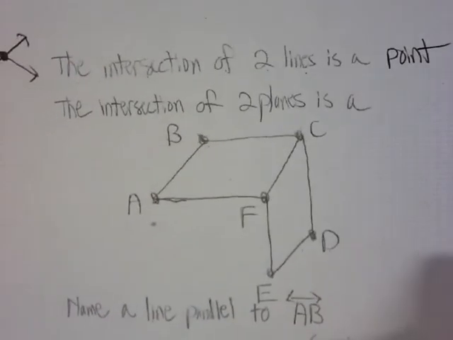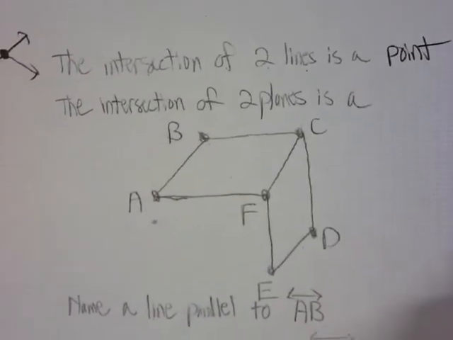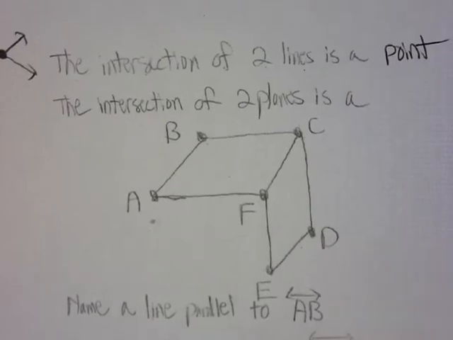Now, here's another one. Okay, the intersection of two planes is a blank. So in other words, if I have two planes that come together, and I'm going to try to do this with two sheets of paper, but I don't know if you're going to be able to see it on the camera or not. It doesn't really show up too well.